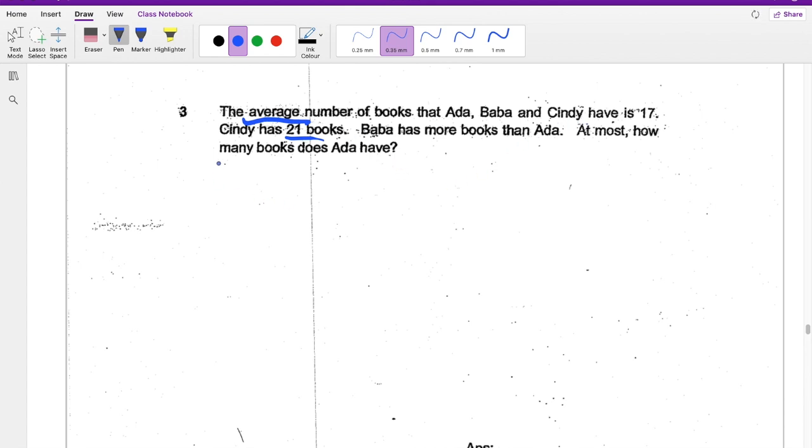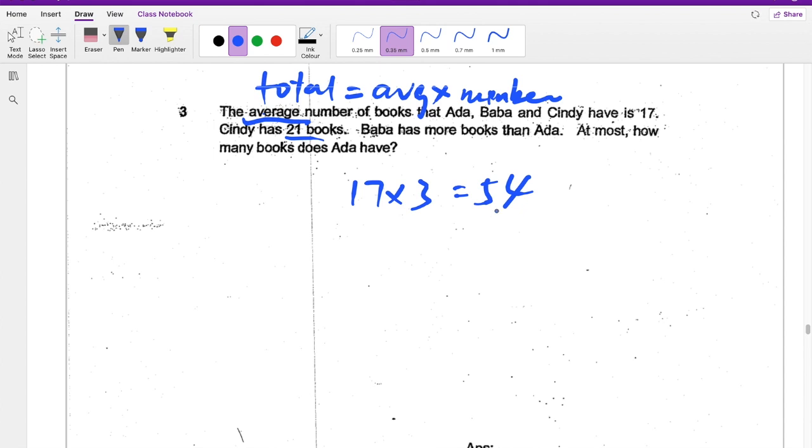Well, this one is actually about the concept of average. We know that the total equals the average times the number. If the average is 17, then the total is 17 times 3, which is 51. Cindy has 21, so Ada and Baba in total have 51 minus 21, which is 30.